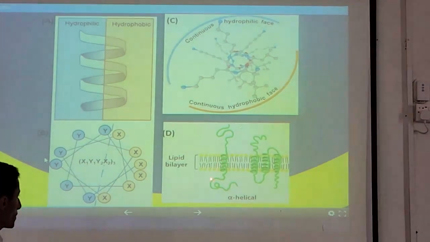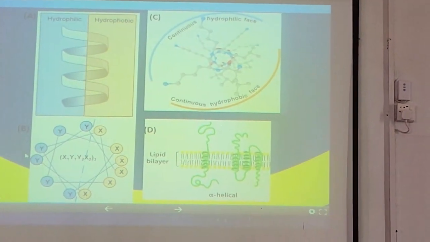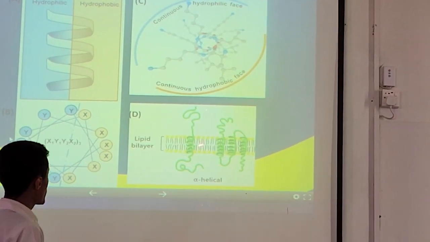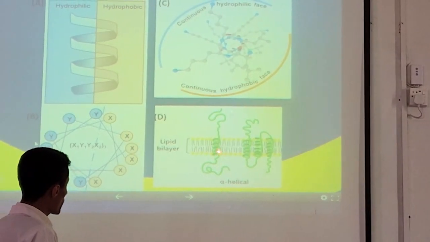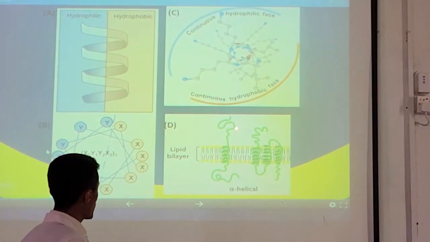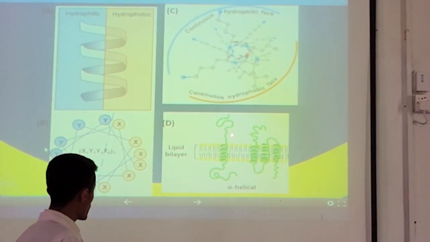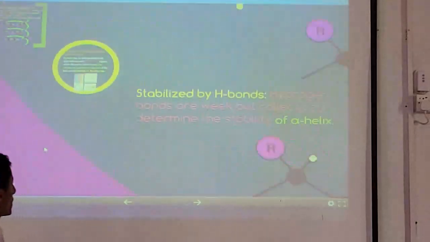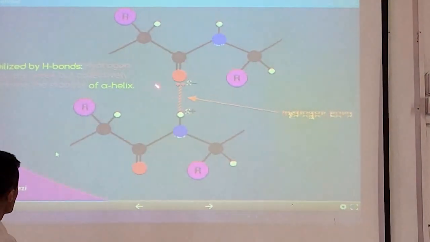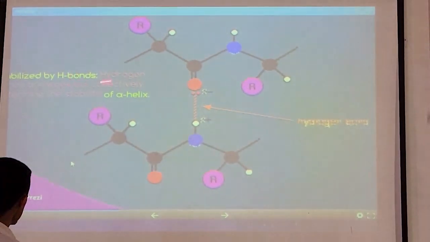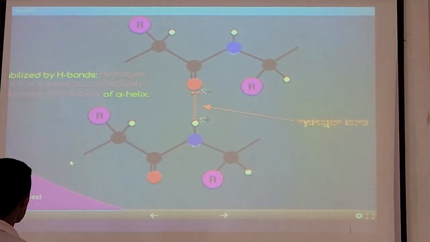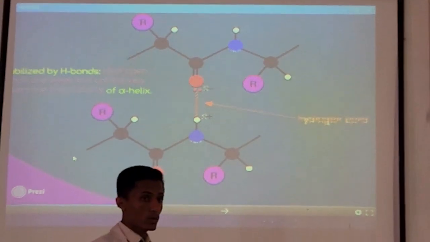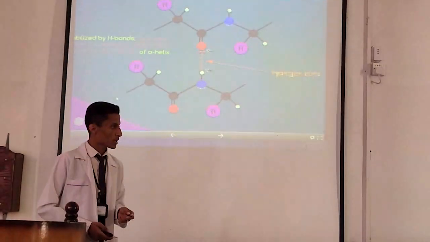As we see here in the cell membrane, we find that proteins that are embedded inside the lipid wall are hydrophobic, and the other chains are distributed inside the bubble and they are hydrophilic. The secondary structure or alpha helix is stabilized by hydrogen bonds, and we know that hydrogen bonds are weak, but collectively they are very strong to stabilize this structure.